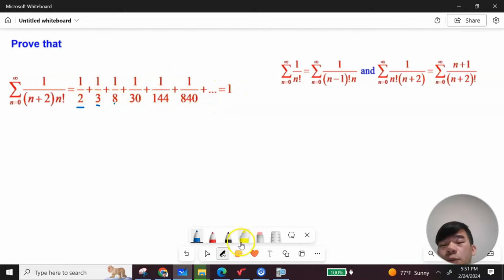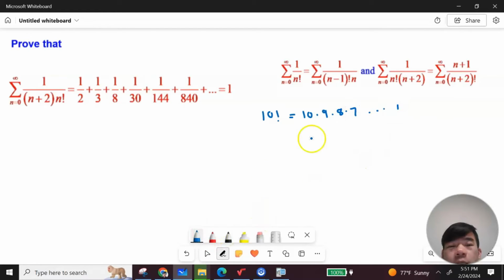Okay, so how do we prove this one? This is the trick. If we have 10 factorial, we just write 10 times 9 times 8 times 7 all the way down to 1, right? And then we rewrite the number 10 right here, and we combine the rest and write 9 factorial. It's the same thing: 10 factorial equals 10 times 9 factorial, so they're both the same, right?